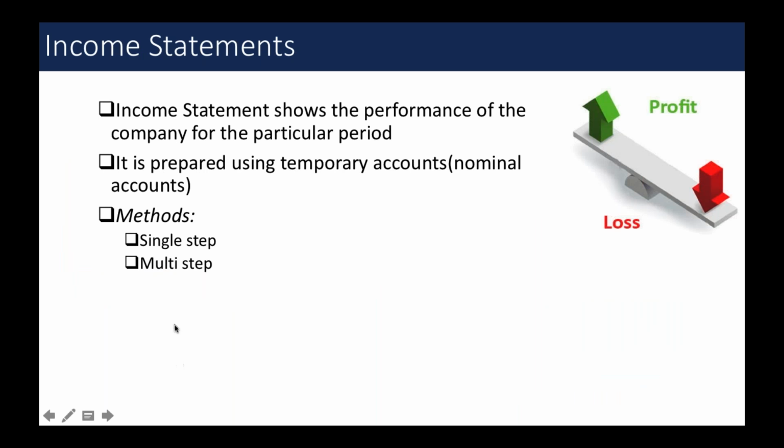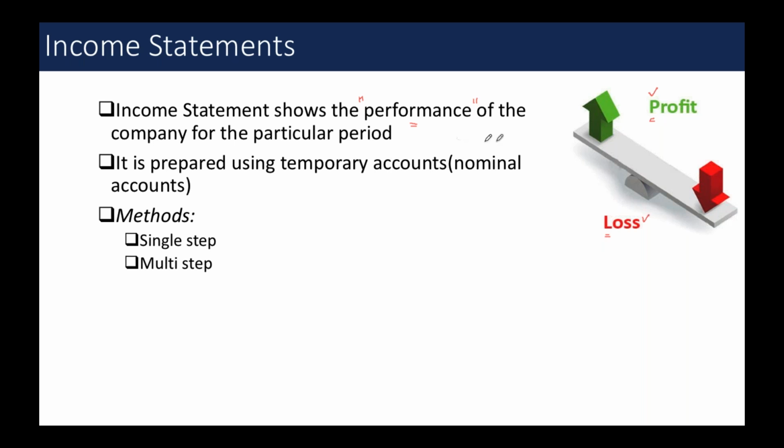Now let us learn the statements in detail. To learn this, let us begin with the first statement called income statement. The outcome of income statement is either profit or loss. So it shows the performance of the company for a given period of time, say a year, a month, a quarter. Performance, we call either it a profit or loss.